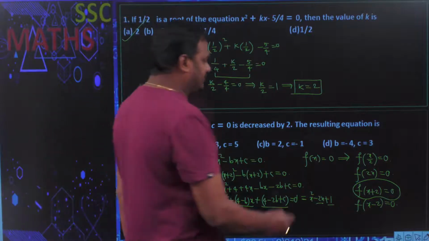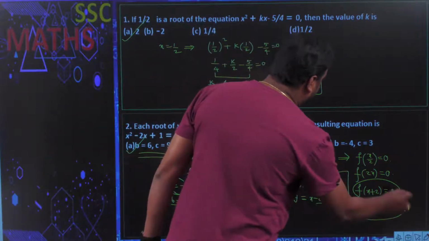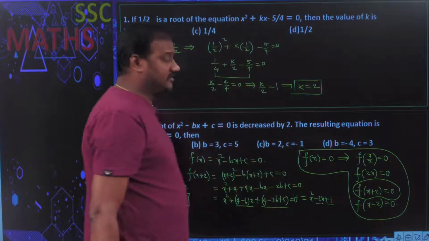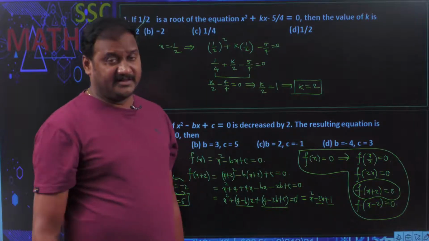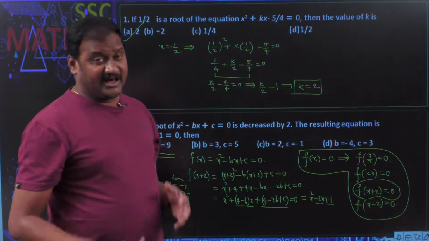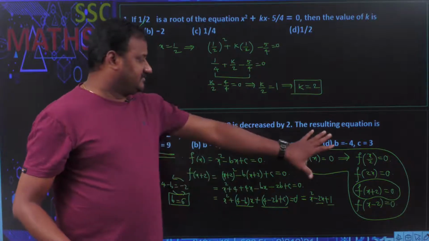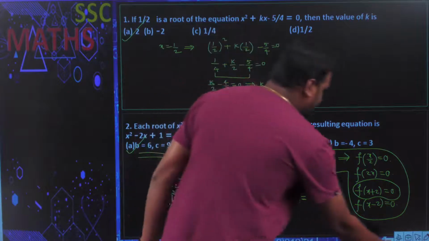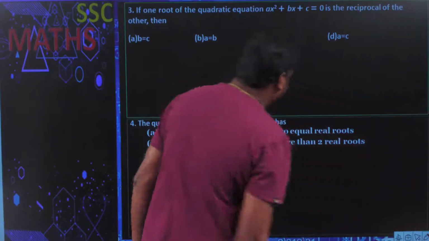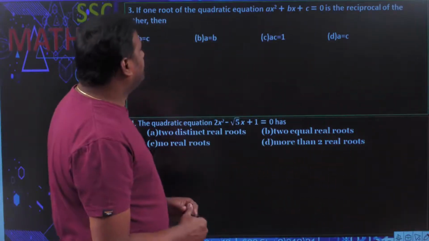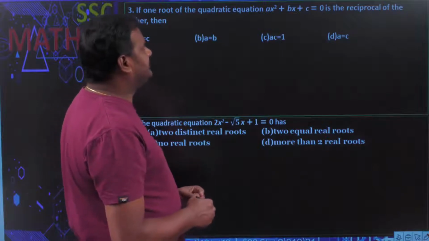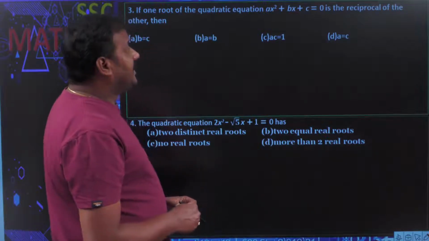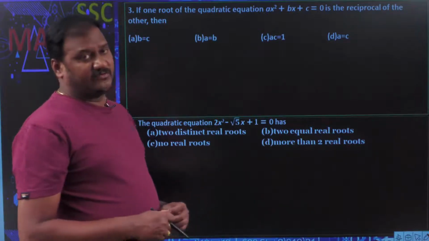But please do remember, this is a very, very important concept: that the roots are reduced by 2, or increased by 2, or multiplied by 2, or divided by 2. Then you will have to follow this. You understand? Right. So, coming to the next problem. The next problem here is, if one root of the quadratic equation ax square plus bx plus c equal to 0 is the reciprocal of the other, then what?